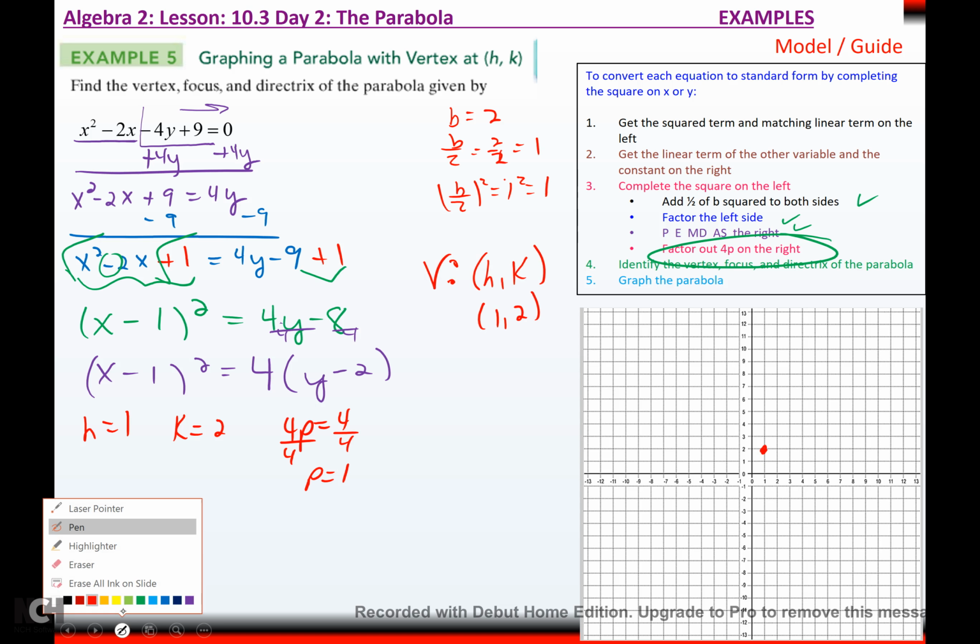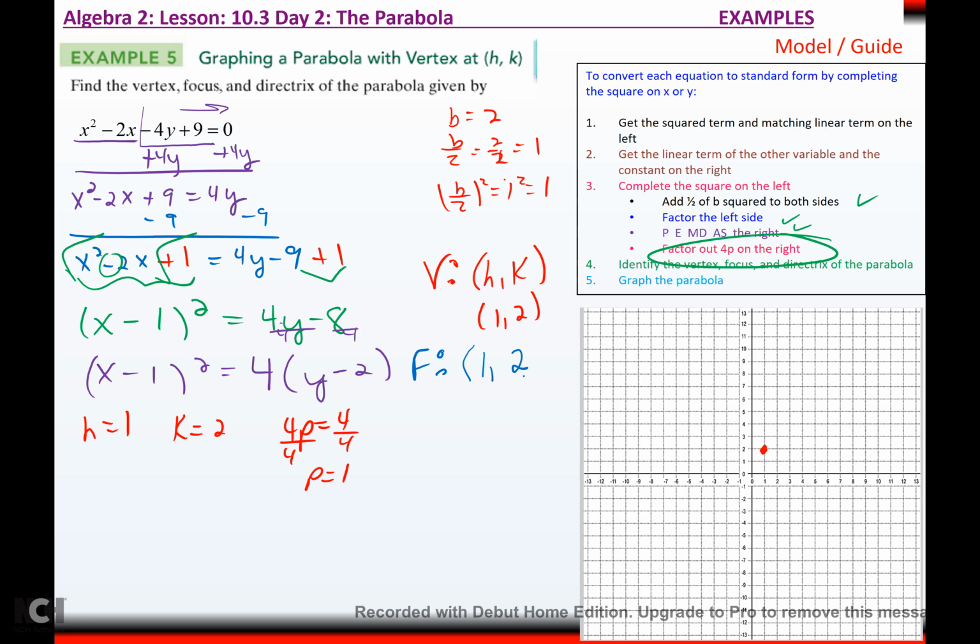I'm going to have a focus when x is squared. When x is squared, you keep the same h, and your k is going to change. So I'm going to keep the same h, which is 1. And my k is going to go up by p units for the focus and down by p units for the directrix, which is going to give me 1 comma 3.